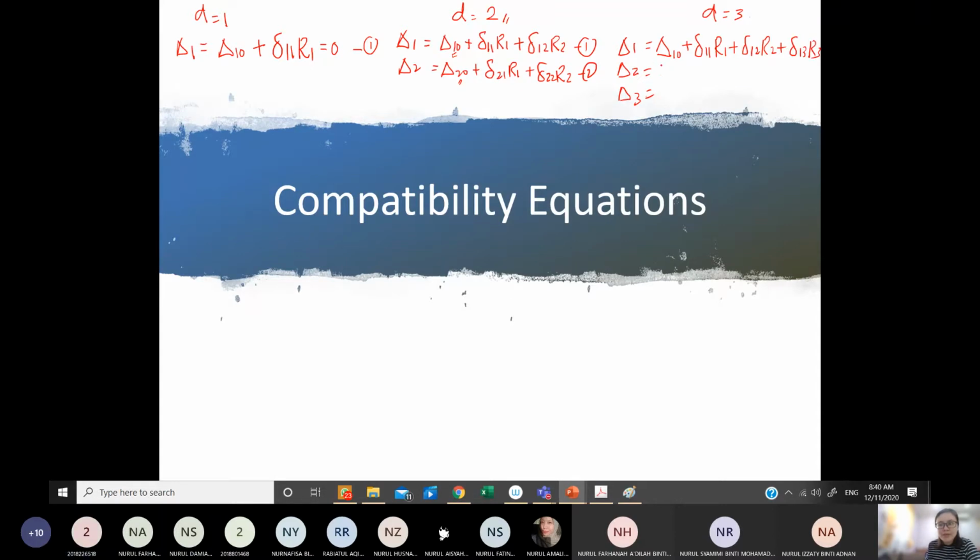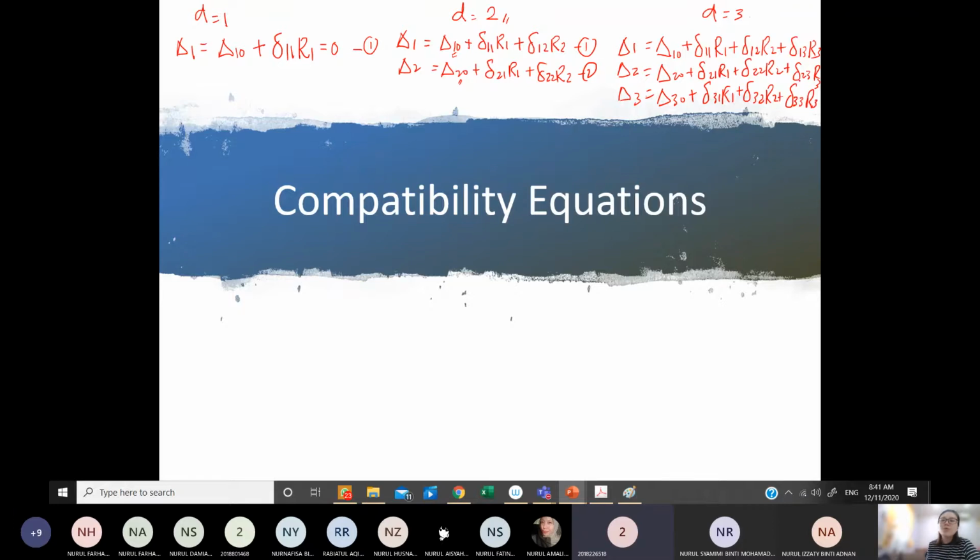Then we start with delta 2 naught plus delta 2 1 r1 plus delta 2 2 r2 plus delta 2 3 r3. And then delta 3 naught plus delta 3 1 r1 plus delta 3 2 r2 plus delta 3 3 r3.